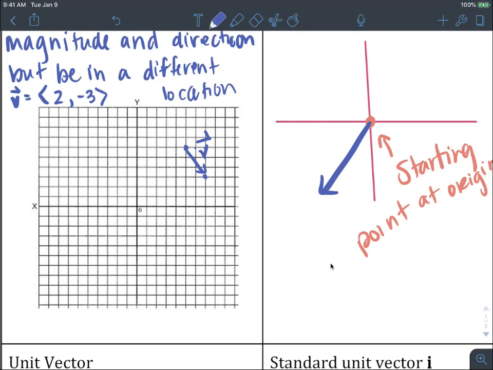Well, I can also have another vector. Say I start from this point. I can still move 2, 1, 2, down 1, 2, 3. And this vector is also vector v. It's the same size and it's pointing in the same direction. So it is an equivalent vector, just in a different spot. I can make one at the origin in standard position. Okay, this is vector v. These are all the same. So where it is on the coordinate plane doesn't matter. It's all about the magnitude and the direction.